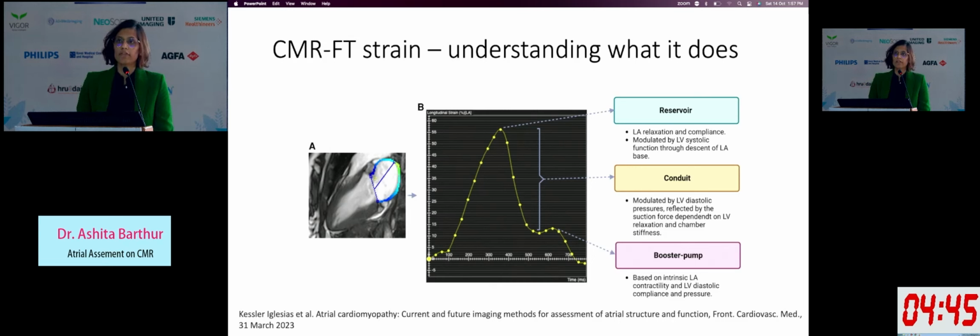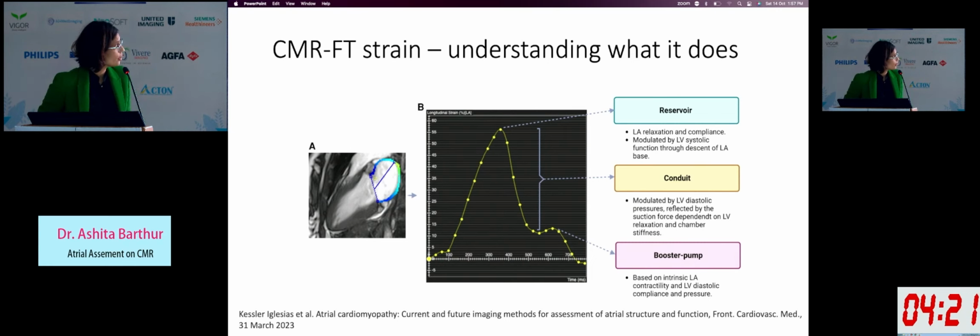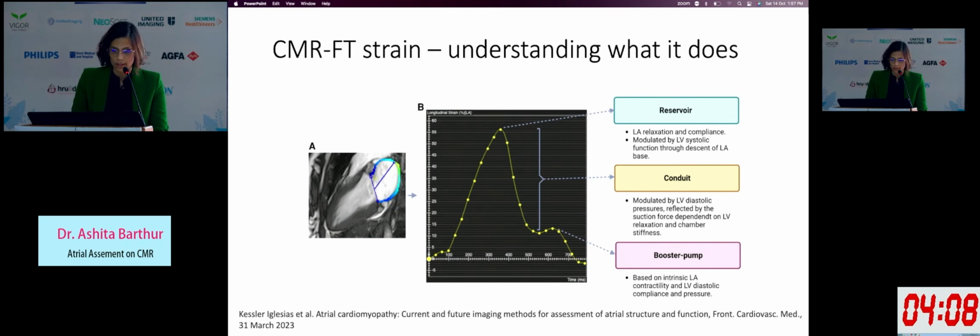So how do we assess LA function? Dr. Richa has just spoken in detail about the ventricular strain. Atrial strain is the parameter by which we assess the atrial function. And Dr. Satish Govind has shown how to assess the atrial strain on echocardiography. The feature tracking strain is also similarly assessed for the atria, just like the ventricles and just like echocardiography. Again, in the strain, you can calculate the reservoir strain, the conduit strain, or the booster pump strain, and this is affected in different cardiovascular pathologies.